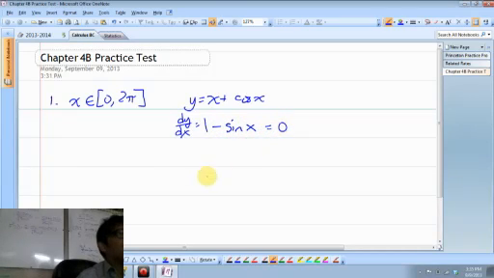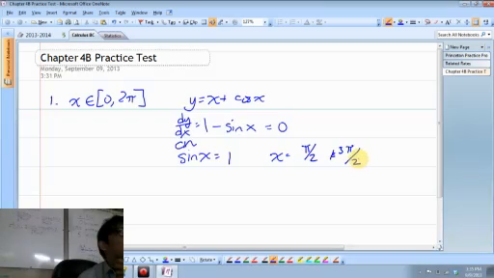And for critical numbers, we set that equal to 0. So in other words, when is sine x equal to 1? That occurs when x is equal to pi over 2, and it should be only pi over 2. If it was 3 pi over 2, it would be negative 1. We're not there yet.